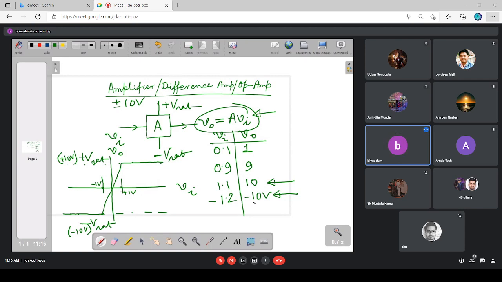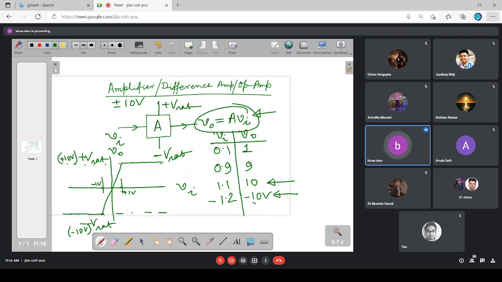Beyond that, there are two distinct non-linear or saturation regions. One is the plus Vsat region or the positive saturation region. The other one is the negative saturation region. So these are the three distinct regions of the transfer characteristics of any amplifier.